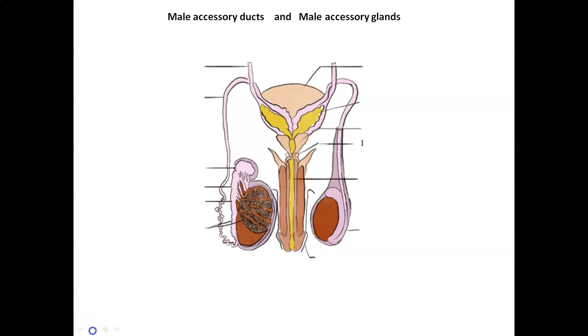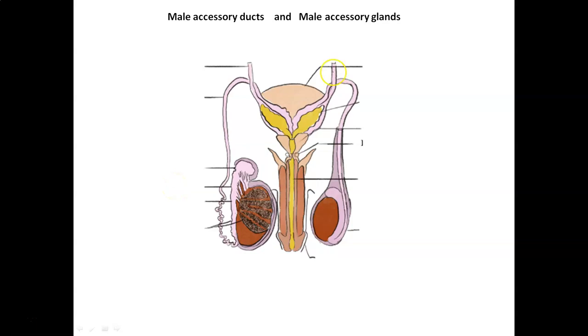Hello students. Now in this class we will study male accessory ducts and male accessory glands and their functions. After that we will see the process of spermatogenesis, spermiogenesis and the hormonal control of spermatogenesis and spermiogenesis. So to begin with, various male accessory ducts and male accessory glands.